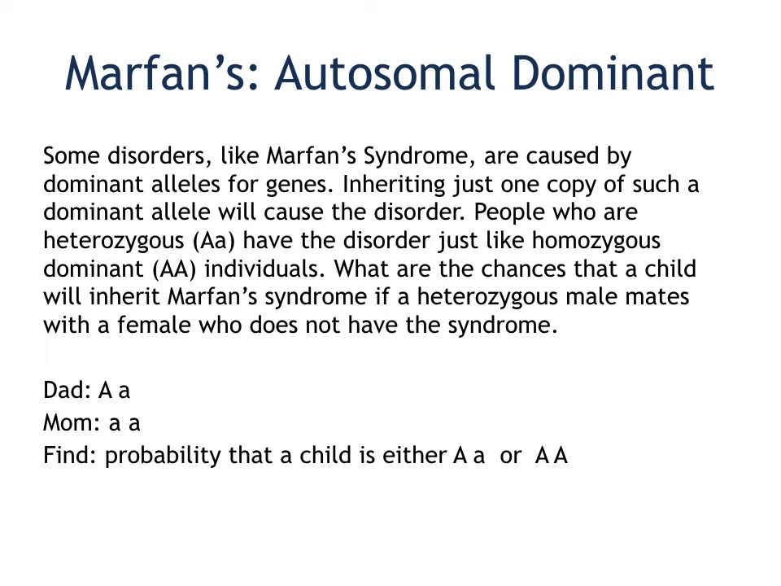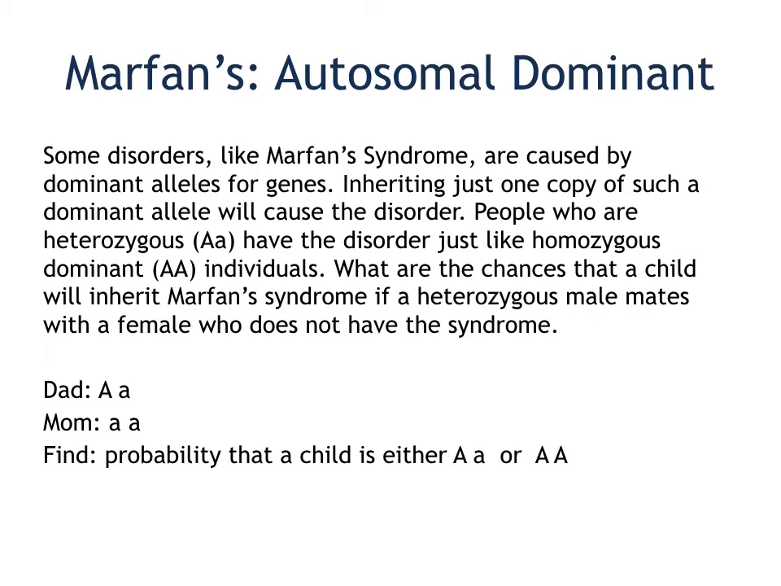Okay, so Marfan syndrome is caused by a dominant allele. So inheriting just one copy of a dominant allele will cause the disorder. People who are heterozygous, big A, little a, have the disorder, just like the homozygous, who are also dominant on both of their genes, big A, big A. What are the chances that a child will inherit Marfan syndrome if a heterozygous male mates with a female who does not have the syndrome?